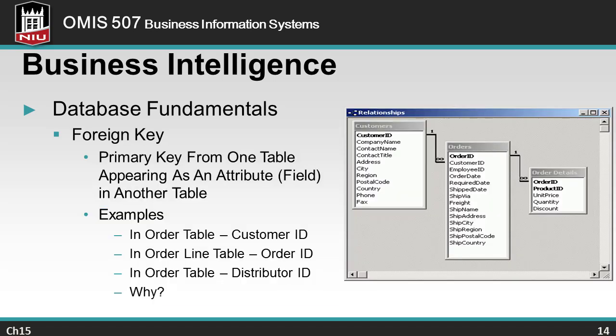Tables are linked together through the combination of a primary key and a foreign key. The foreign key is when the primary key from one table appears as an attribute field in another table. For example, customer ID is the primary key in the customers table, and customer ID acts as the foreign key in the order table. Similarly, in the orders table, order ID is the primary key that acts as the foreign key in the order details table. We can also see that the order details table has an additional foreign key, product ID, which creates a link to another table not shown here.